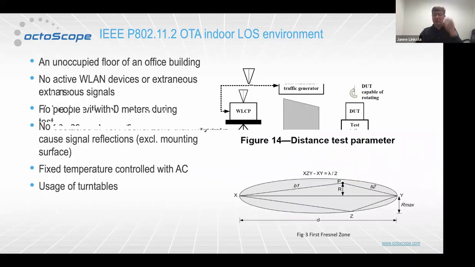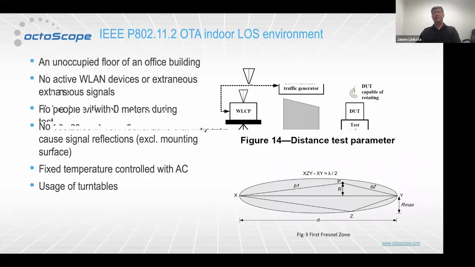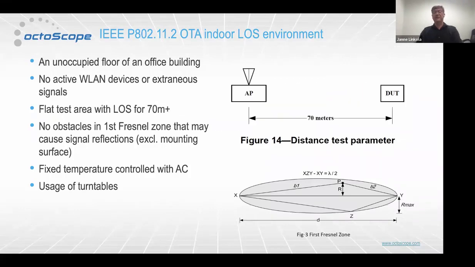All right. The other indoor test environment that they define is what they call the line of sight environment. This is effectively an unoccupied floor of an office building. They call for there being a line of sight, unobstructed link for at least 70 meters. We're talking about a big industrial space here. Again, no Wi-Fi devices or any kind of interferers. They also say that you shouldn't have any reflective surfaces or obstructions within the first Fresnel zone of the test link. Again, same recommendations on air conditioning and turntables.